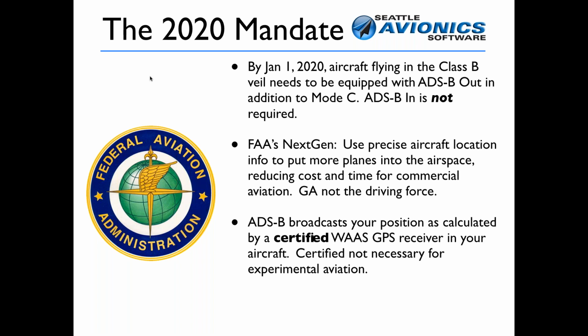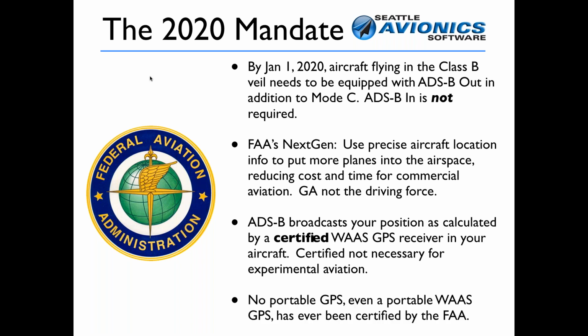Key point here is that you don't have to have a certified GPS if you have an experimental plane. And just to be clear, yes, you do need something installed in your plane. There is no portable GPS, even if it has WAAS, that's ever been certified by the FAA. As part of the system, you do need to have your position being broadcast to the ground. So you do need a WAAS GPS.